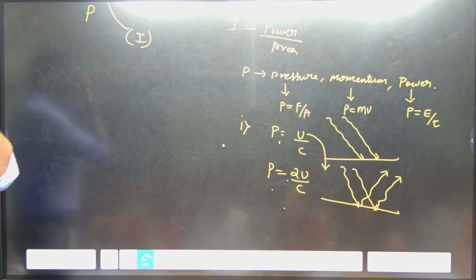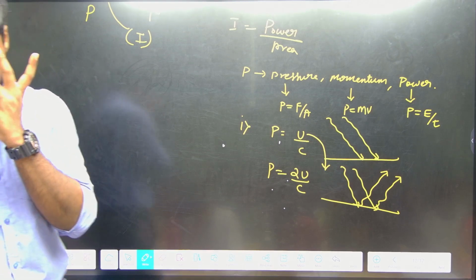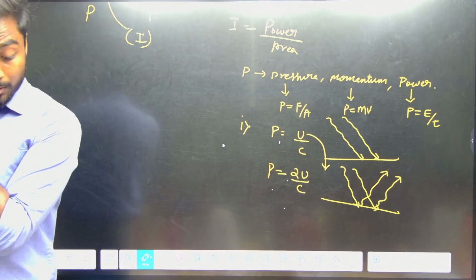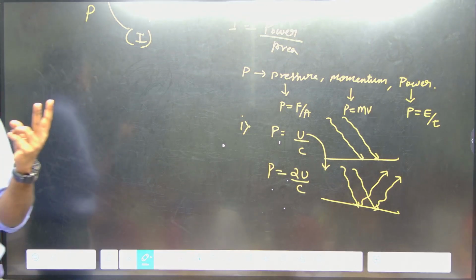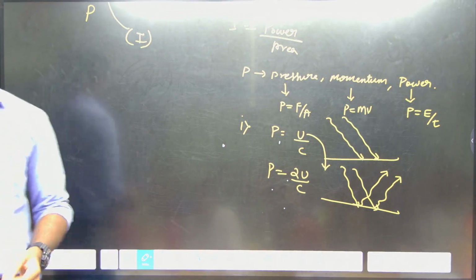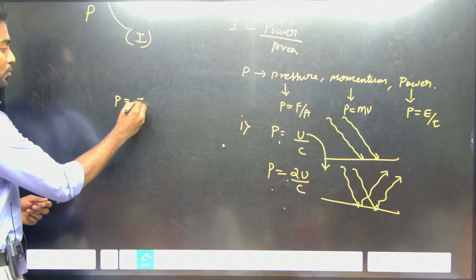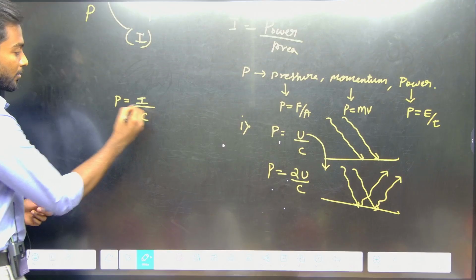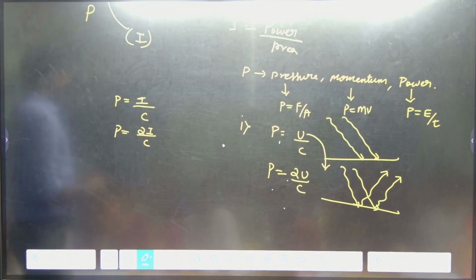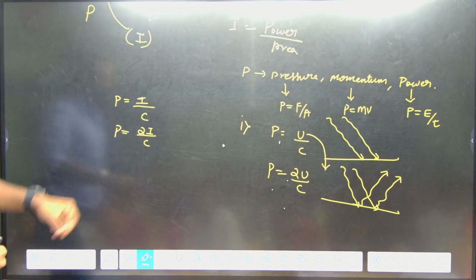The second one is pressure. Under pressure also we will write both, for complete absorption and complete radiation. So P is equal to I by C, and P is equal to 2I by C. So in terms of pressure we got these.